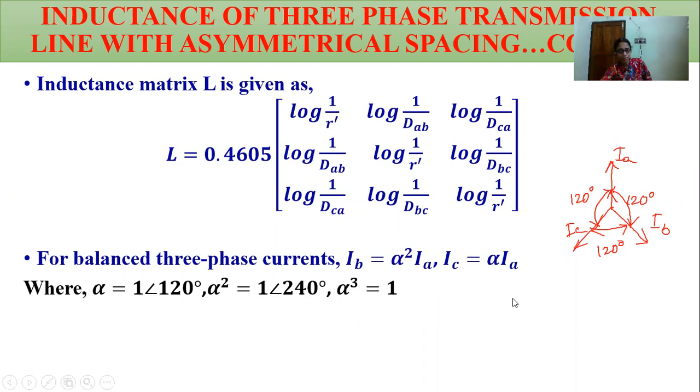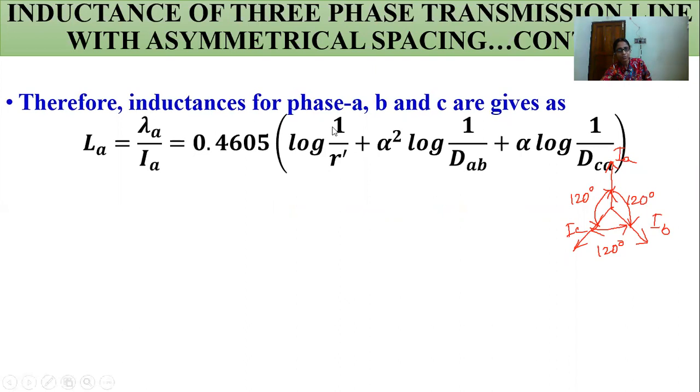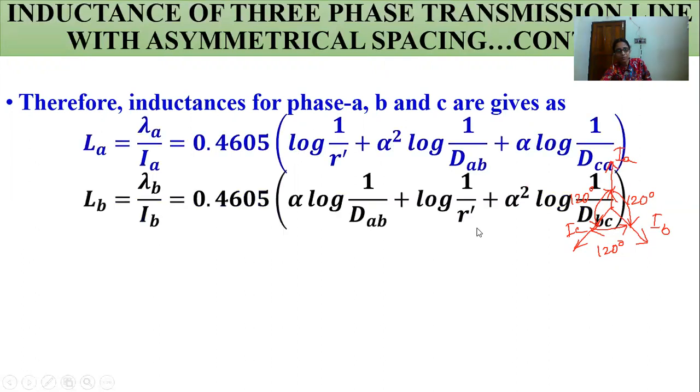Just by substituting this expression from the previous slide, we will have the inductance for phase A as 0.4605 log 1 by R dash, that was IA, so log 1 by R dash plus alpha square, that one was the IB part for the flux linkage for the current flowing through conductor B. IB is nothing but alpha square IA. So it will be alpha square log 1 by DAB plus alpha log 1 by DCA.